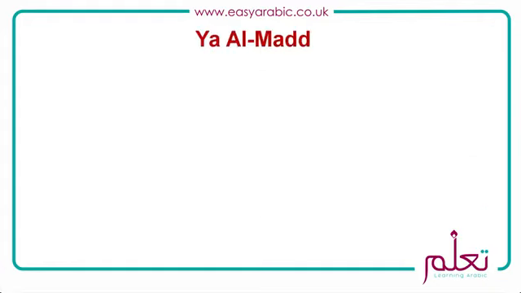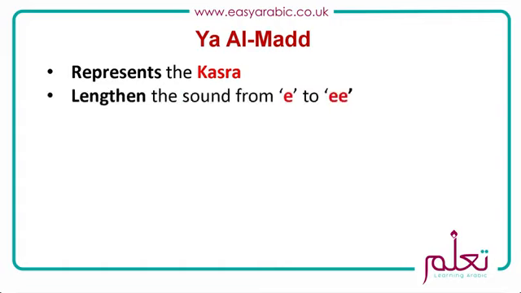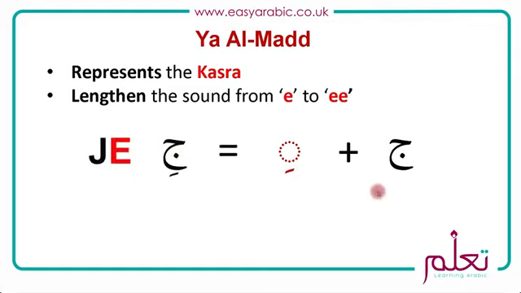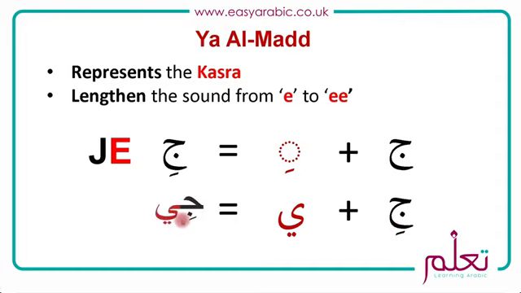So the ya al-mad represents the kasra. It lengthens the sound from e to e. If we look at the letter jim plus the kasra, it is written like this, gi. And so we then take this gi down to the bottom and then add our variant, which is the letter ya. So it's written like this, gi. Okay, so let's look at the example, the letters.